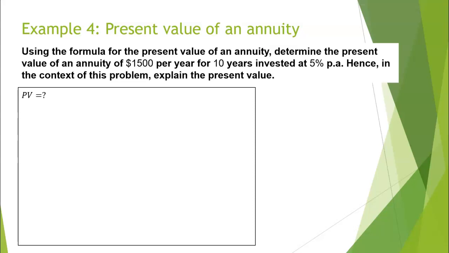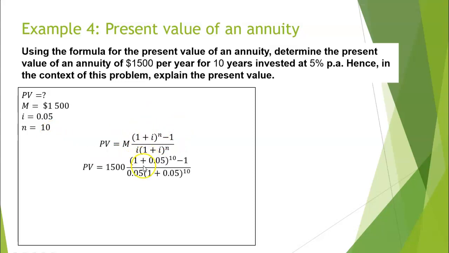We're looking for the present value. Our M is $1,500 a year. My interest rate is 5% per annum expressed as a decimal, and I have 10 compounding periods. So here's the formula for present value. Substitute in, get out my trusty calculator, make sure that it's on.